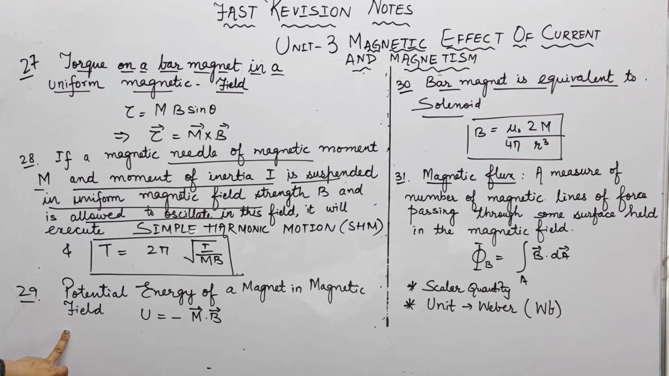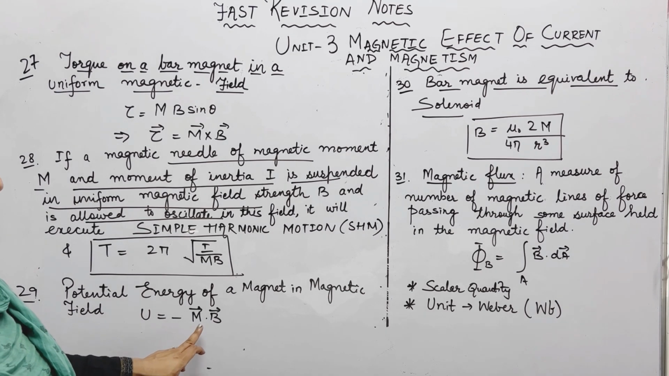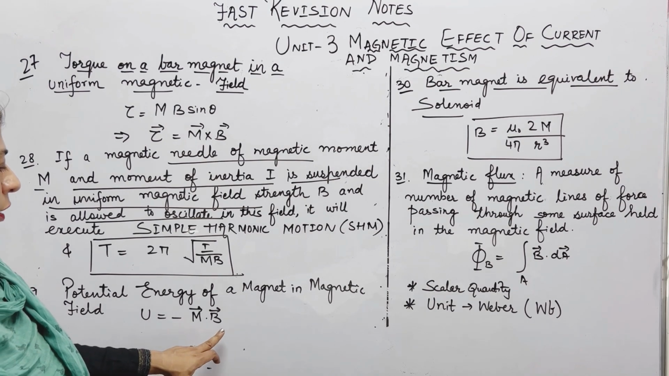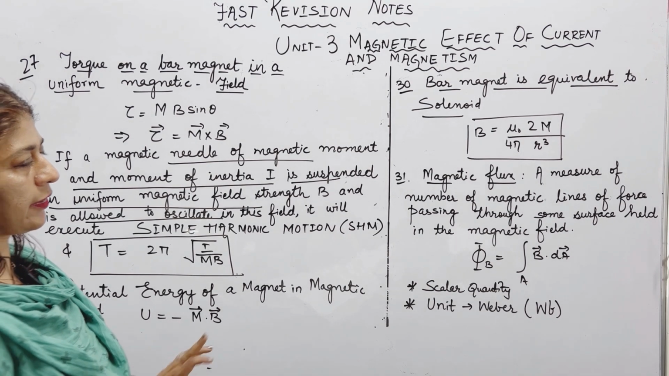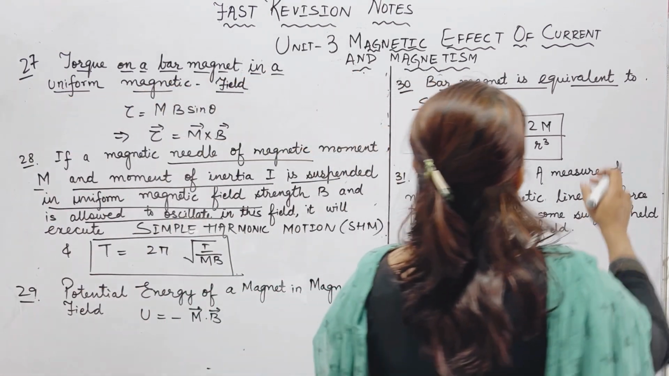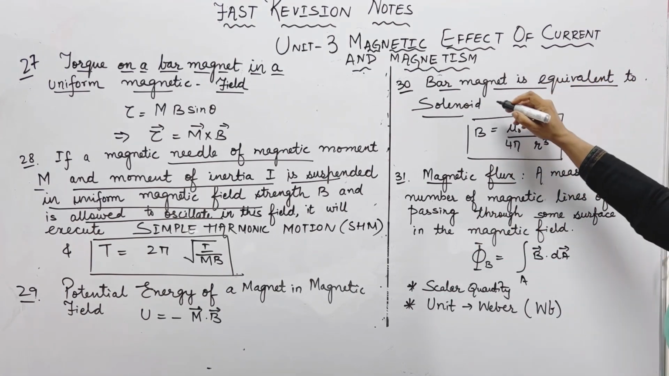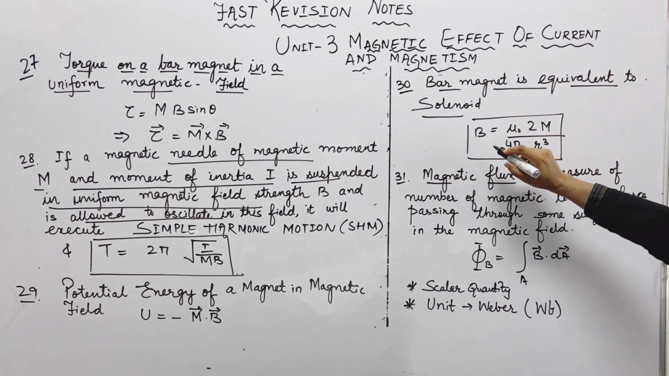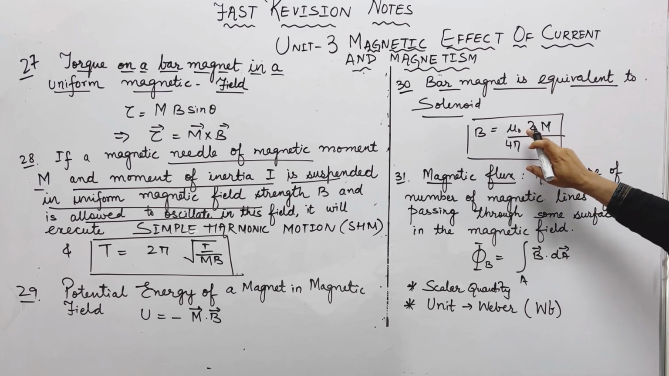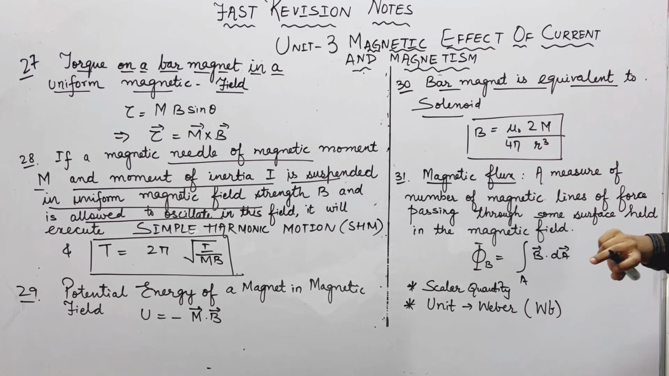The potential energy of a magnet in a magnetic field is given by U, equal to the minus dot product of magnetic moment and magnetic field strength. Then the bar magnet is equivalent to a solenoid, and the magnetic field for that is given by mu naught upon 4 pi into 2M over r cube.